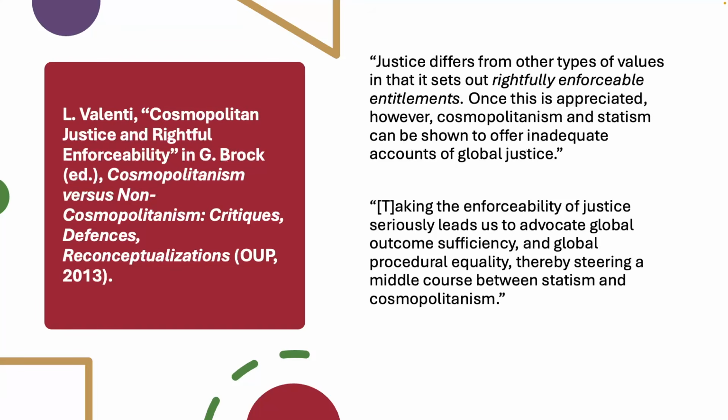Justice differs from other types of values in that it sets out rightfully enforceable entitlements. Once this is appreciated, however, cosmopolitanism and statism can be shown to offer inadequate accounts of global justice. Valenti is arguing against this basic principle of taking one side or the other. Taking the enforceability of justice seriously leads us to advocate global outcome sufficiency and global procedural equality, thereby steering a middle course between statism and cosmopolitanism. This whole book chapter is a very, very useful view on the critiques of cosmopolitanism and non-cosmopolitanism.